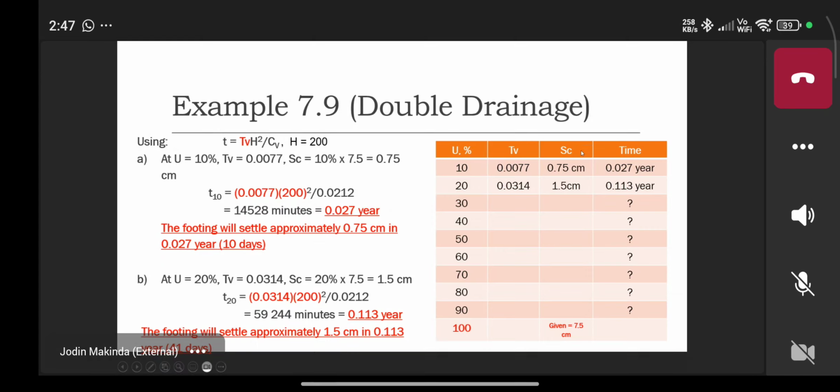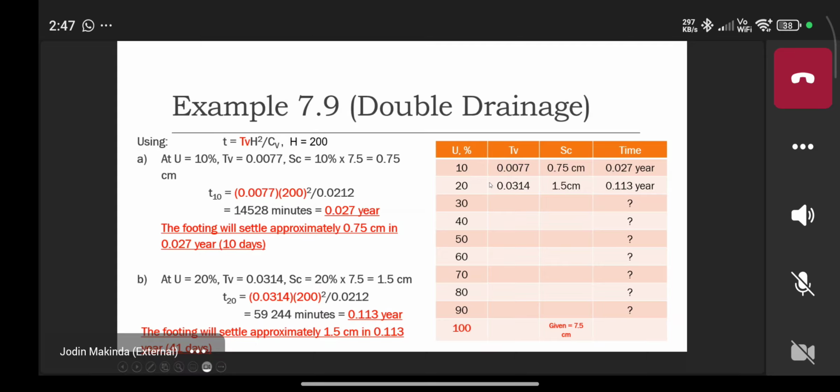Then 10%. What is the settlement at 10%? You take 10% times the given total, 10% times 7.5, which is 0.75. Yeah.